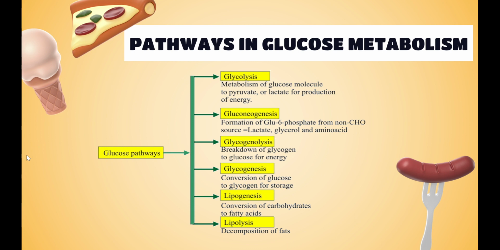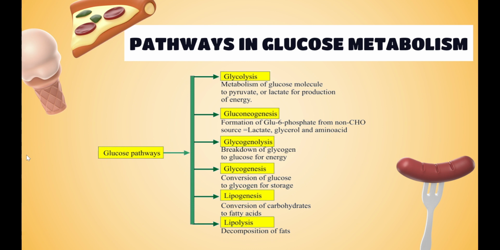Now, there are a lot of pathways of your glucose which help in terms of maintaining balance of our glucose level in the body. We have your glycolysis, in which it involves metabolism of your glucose molecule to become pyruvate or lactate for the production of energy. You have your gluconeogenesis, which is the formation of glucose-6-phosphate from your non-carbohydrate sources like your lactate, your glycerol, or your amino acid. So always remember the word neo there from the gluconeogenesis. The word neo would refer to getting energy source from non-carbohydrate sources.